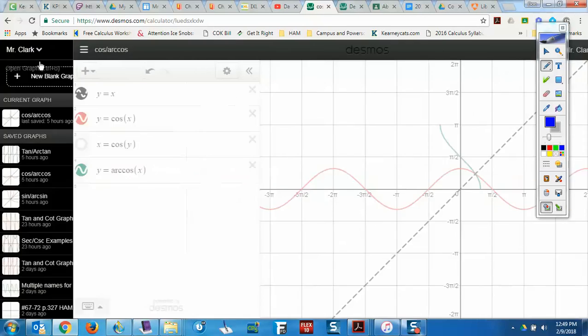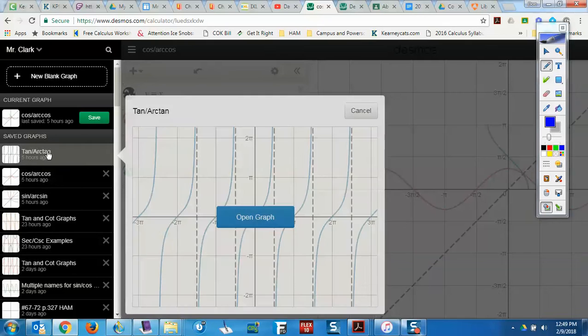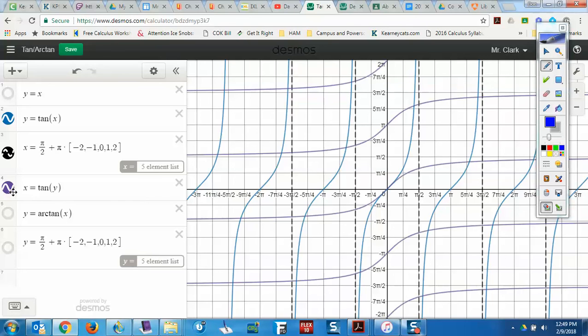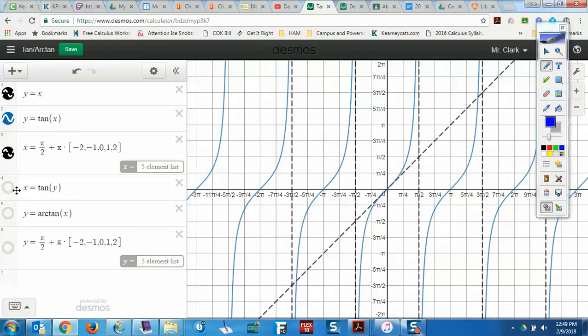Okay, and then finally, tangent and arctangent. Okay, so here's arctangent. Or excuse me, there's regular tangent. So arctangent's kind of crazy. The inverses, they all go that way, right? Let's put the y equals x in there, but they're all kind of flipped. But it's a little busy. There's a lot of stuff going on there.